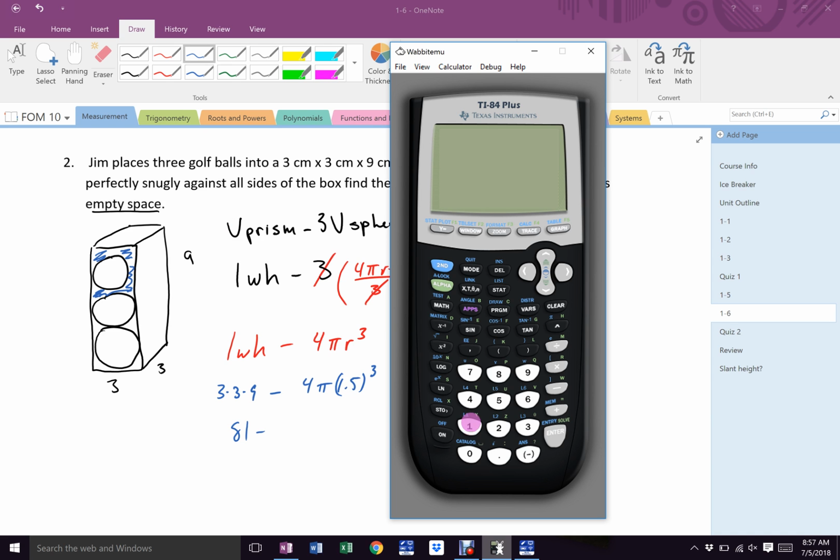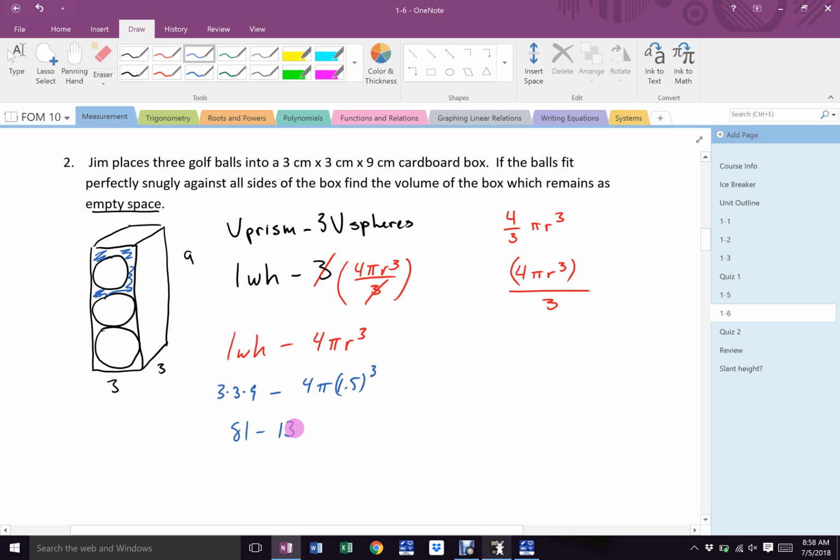Turn on. Turn on. I know you can do it. There we go. Cubed. 3.375 times 4 equals 13.5 pi. Now, this is where it gets a little weird.